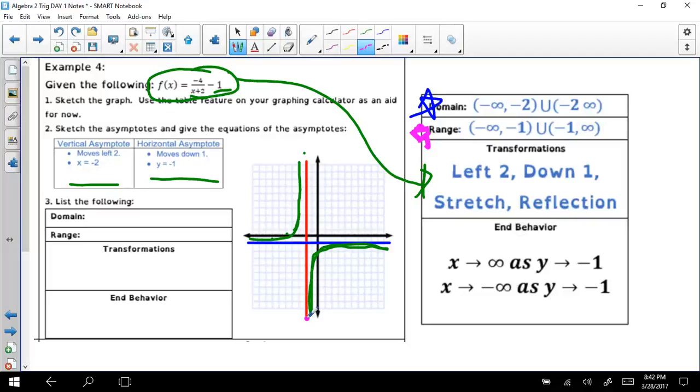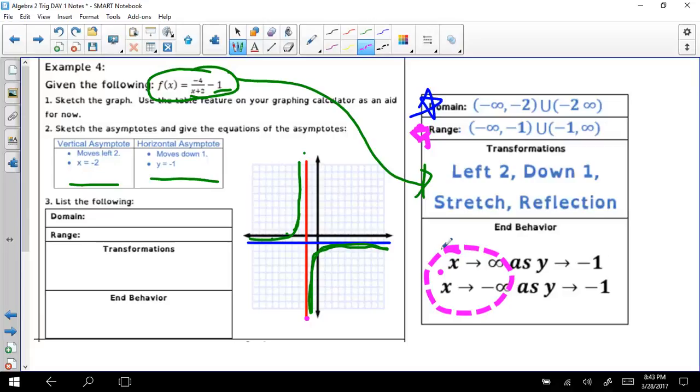And then the end behavior. The end behavior is always x approaches infinity, x approaches negative infinity, and you tell me what's going on with the y. As my x values are getting bigger, the y value they're going close to is -1, and that's the same as when the x values get smaller. So as x approaches negative infinity, y approaches -1.